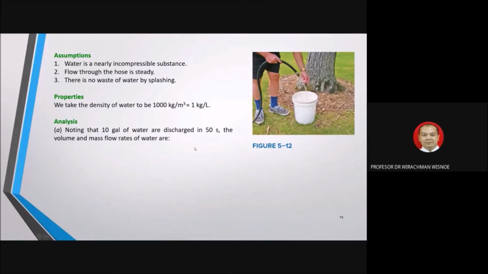So what is the volume flow rate? It is 10 gallon, converted to liters, divided by 50. So 0.757 liter per second. Now, for the mass flow rate, you just multiply the volume flow rate with rho, 1 kilogram per liter. If you have meter cube here, you multiply with 1000. So you have 0.757 kilogram per second.